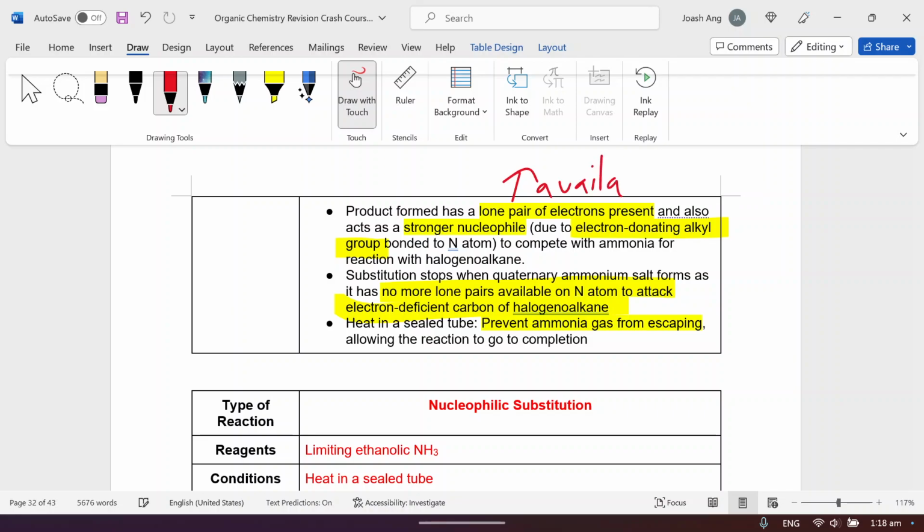Alright, and the heat in the CO2, do note that this only applies if you are using nitrogen compounds or amines that are less than 4 carbon atoms. Okay, only applies for less than 4 carbon atoms. And this is to prevent the gas from escaping, allowing the reaction to go to completion.